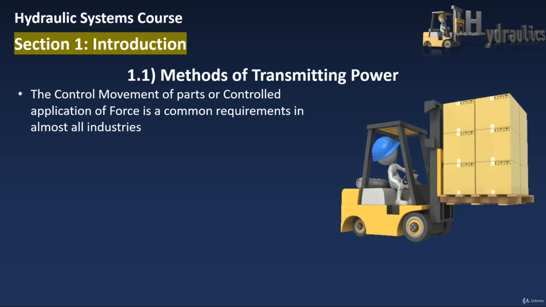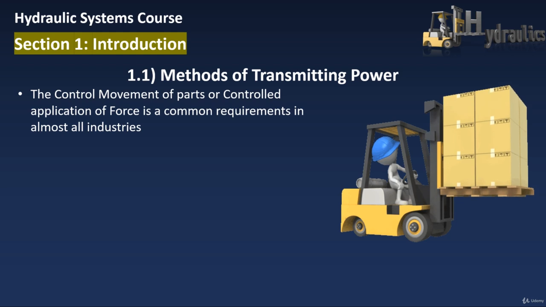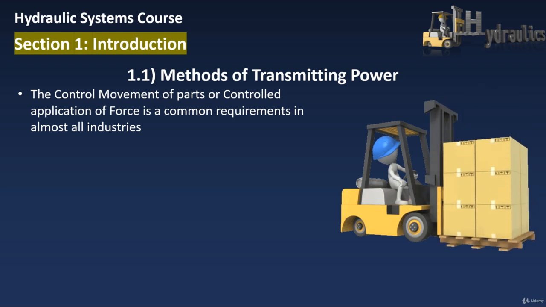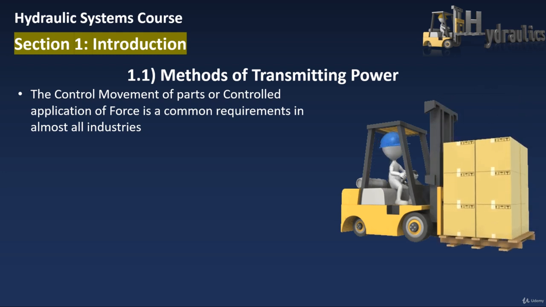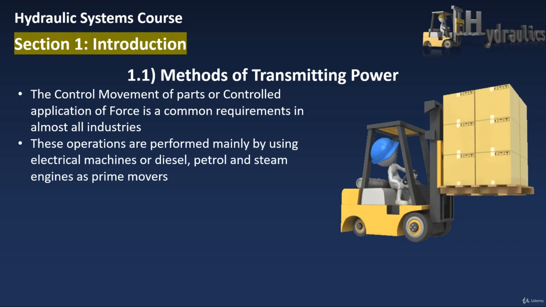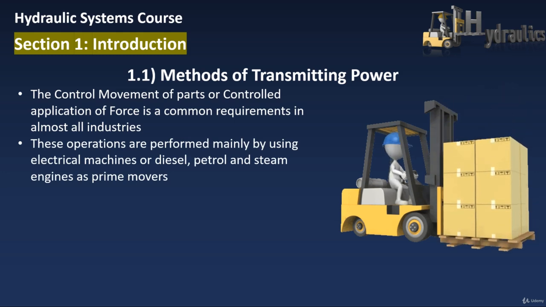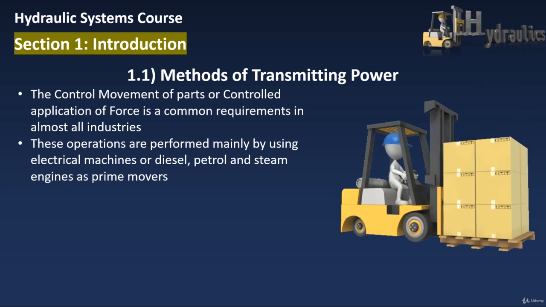The controlled movement of parts or controlled application of force is a common requirement in almost all industries. Most industrial processes require objects or items to be moved from one location to another. Such activities are normally performed by prime movers, and in many industries these prime movers are electrical or diesel machines, petrol or steam engines.